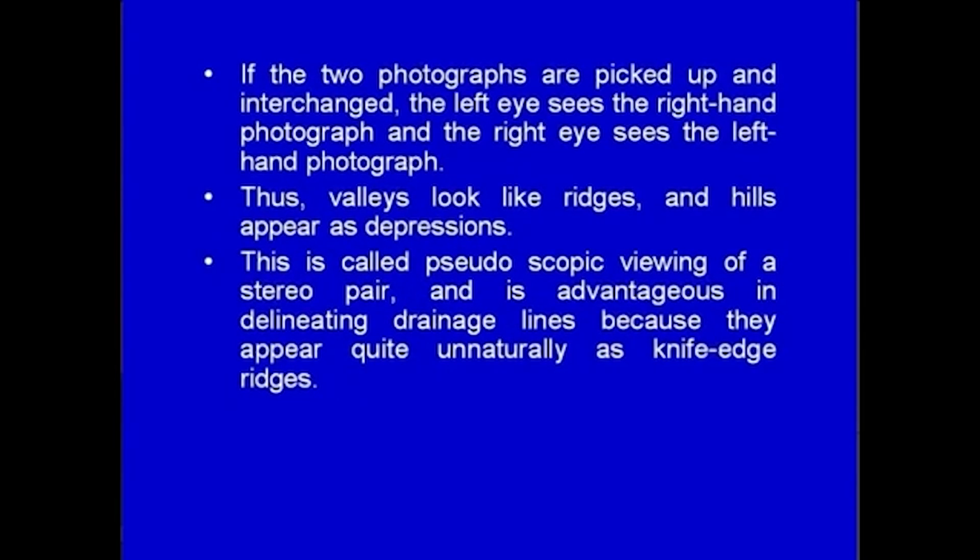If the two photographs are picked up and interchanged, the left eye sees the right hand photo and the right eye sees the left hand photo. Thus, valleys look like ridges and hills appear as depressions. This is called pseudoscopic viewing of a stereo pair and is advantageous in delineating drainage lines because they appear quite unnaturally as knife edge ridges.